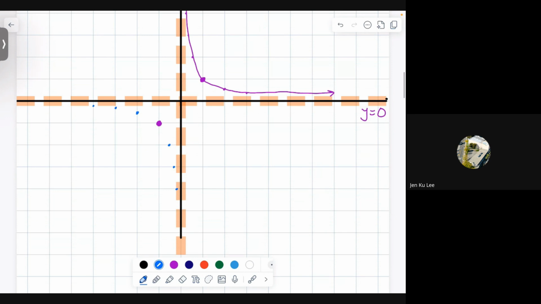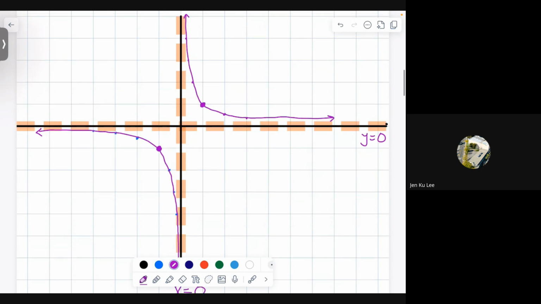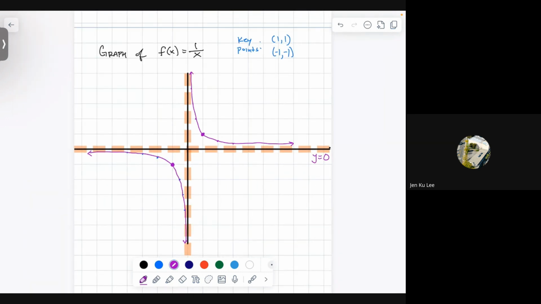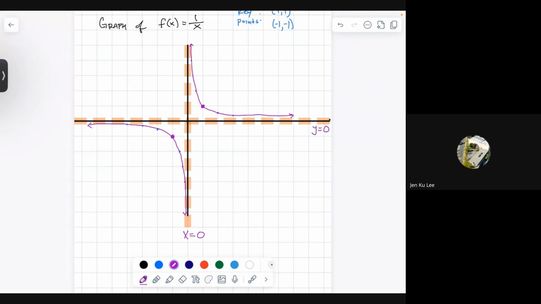So also, you can see that this kind of rides the function there. Okay, so this is my parent function. That's why 1 comma 1 and negative 1 comma negative 1 are the key points. Okay, but you can see that the graphs, the curve would be riding those two asymptotes. Okay, let's get my domain and range.